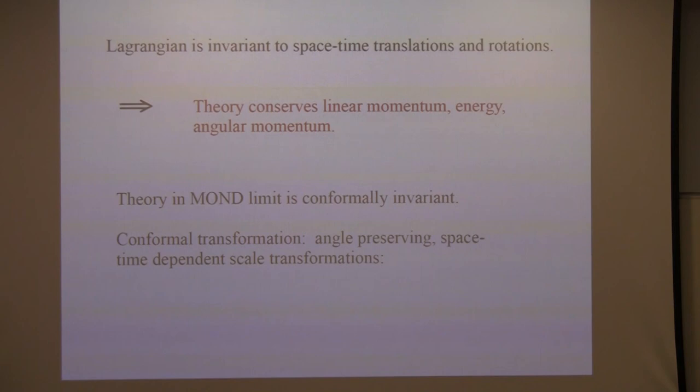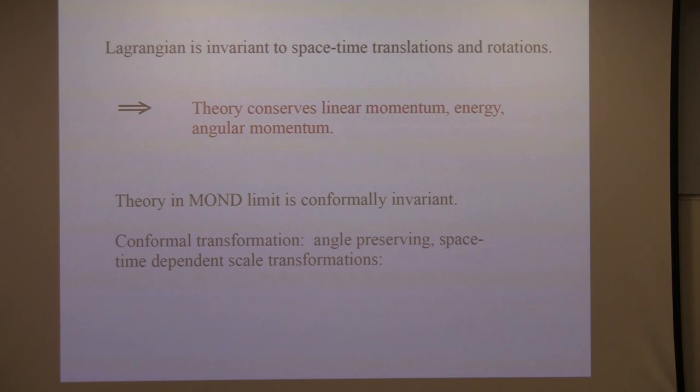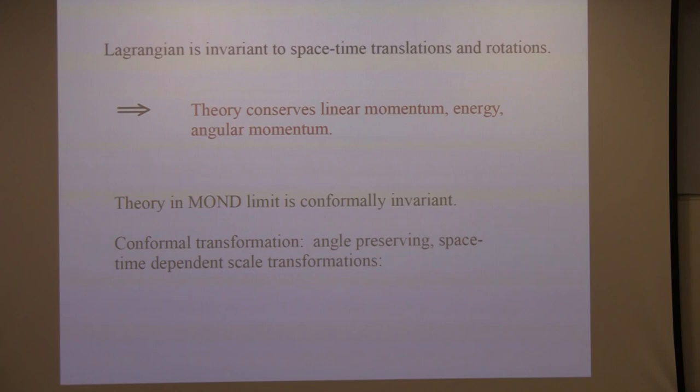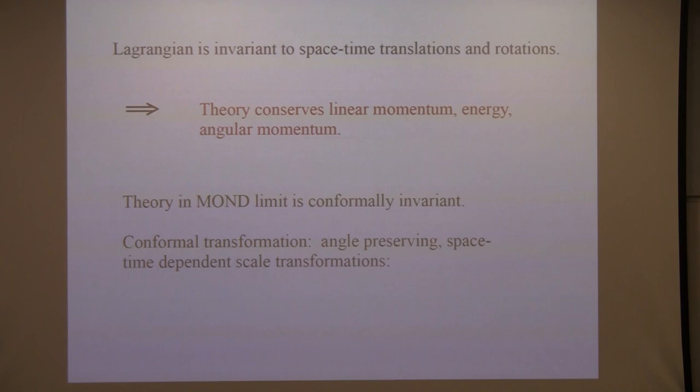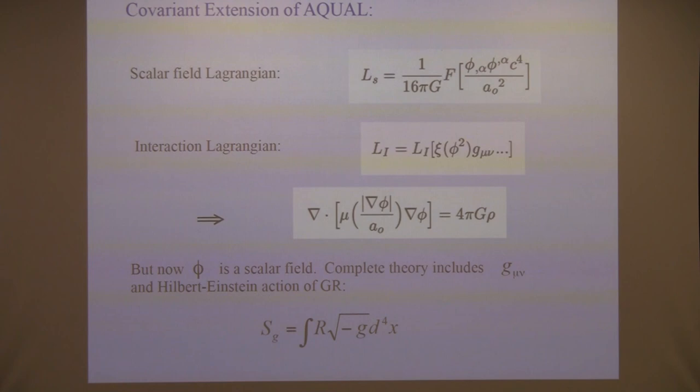Now, the theory in the MOND limit is actually conformally invariant, which is a conformal transformation with an angle-preserving, space-time-dependent scale transformation, which is kind of a nice property. And in an appendix to this paper, they actually made a relativistic version of this theory.